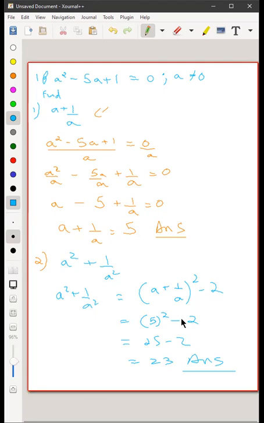Because, sir, I did a squared plus 1 upon a squared plus 2. Why? Remember we did this? A plus 1 upon a we have is equal to 5. We square this, then we get a squared plus 1 upon a squared plus 2 is equal to 25. Remember we get this? Yes. If you forget the formula, do it this way. Whatever we know already, in this case we know this is equal to 5, square both the sides and expand.